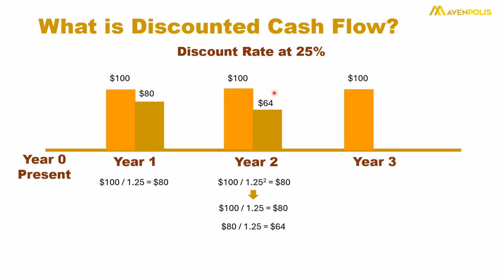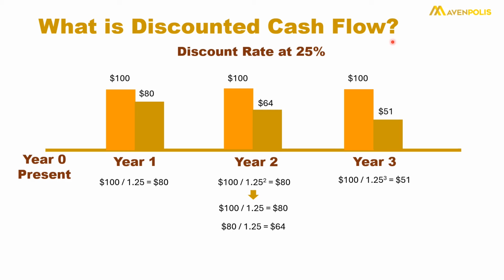The principle is the same for year 3. It's just $100 divided by 1.25 three times, and you get $51. So you can see the value of $100 diminishes from $80 to 64 and then to 51 over a period of 3 years. So the same $100 is worth less and less to the investor as time progresses.